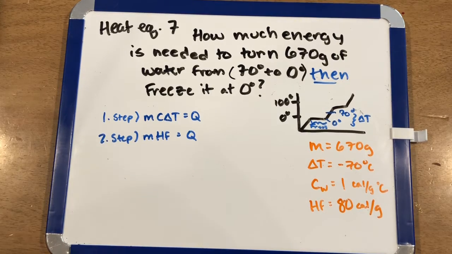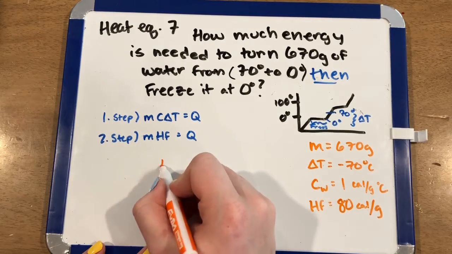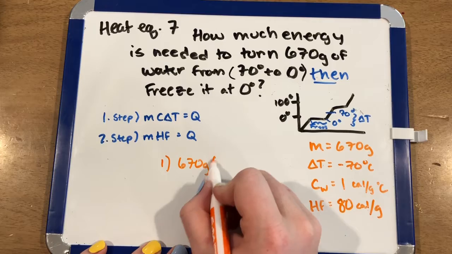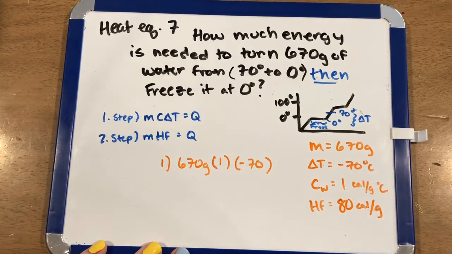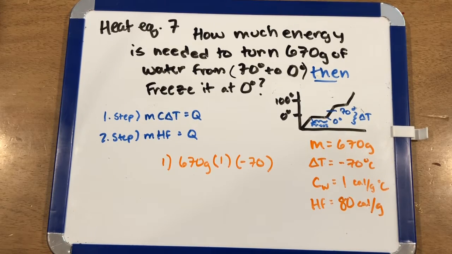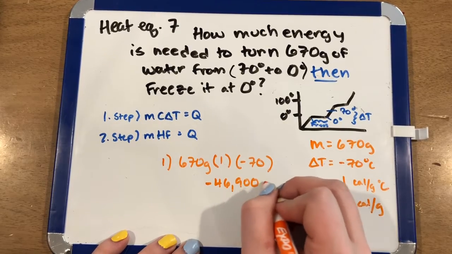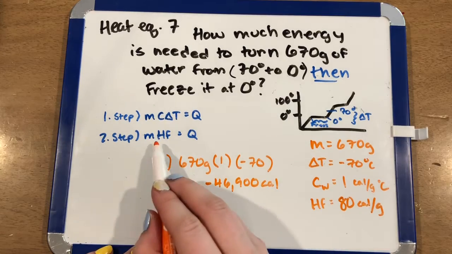Okay, so let's do our step 1. Our step 1 equation, we have mass times specific heat times the change in temperature. That gives us negative 46,900 calories. Our step 2, we're going to use the heat of fusion.